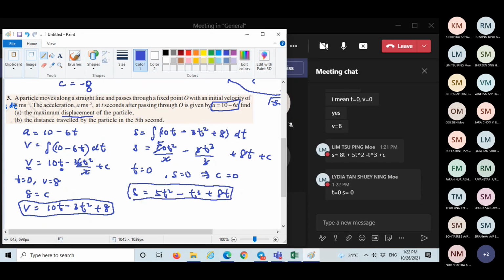Okay, next. We go back to the questions. We have only done finding the functions, the v and the s. Now we have to answer the questions. Okay, find what? Part A. They want the maximum displacement. Maximum displacement happens when? What is the condition? Okay, next go.